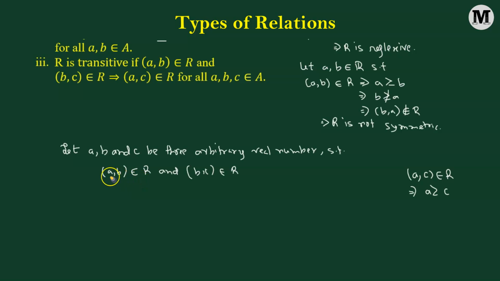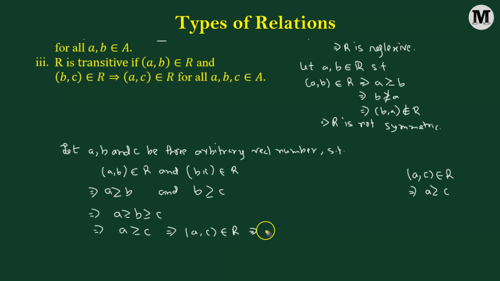Okay, so what does it mean when we say that the ordered pair (a, b) belongs to the relation R? This simply means, according to the definition, that a is greater than or equals to b, and the ordered pair (b, c) belonging to R means that b must be greater than or equals to c. Now if we combine these two statements, a is greater than or equals to b and b is greater than or equals to c, so we can say that a is greater than or equals to c. Now a greater than or equals to c simply means that the ordered pair (a, c) belongs to the relation R.